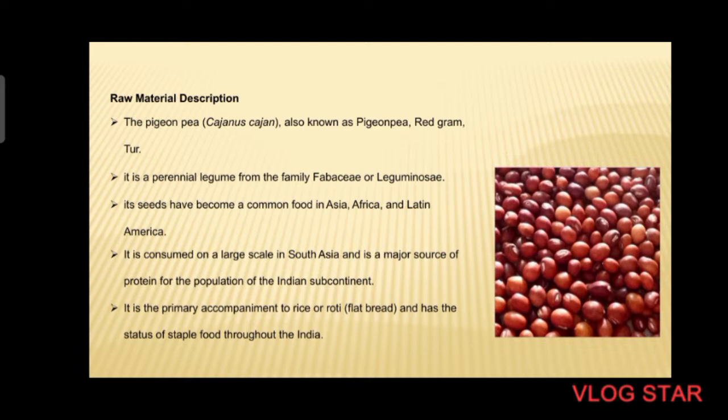is a perennial legume from the family Fabaceae or Leguminosae. Its seeds have become a common food in Asia, Africa, and Latin America. It is consumed on a large scale in South Asia and is a major source of protein for the population of the Indian subcontinent. It is a primary accompaniment to rice or roti, flatbread, and has the status of staple food throughout India.